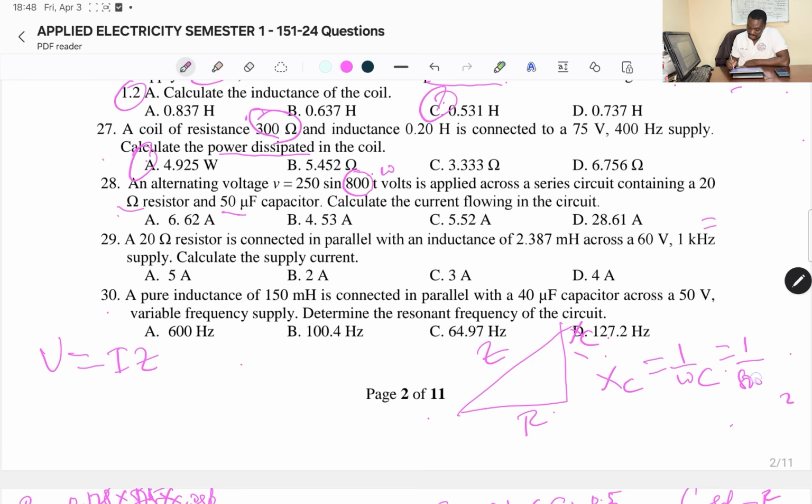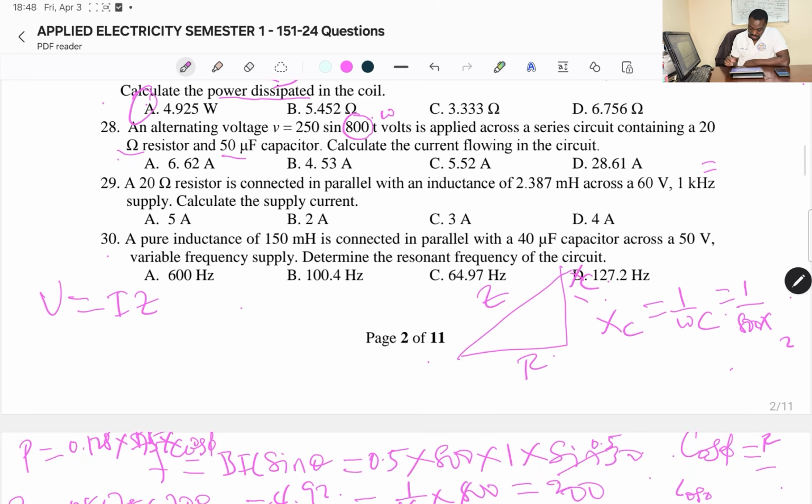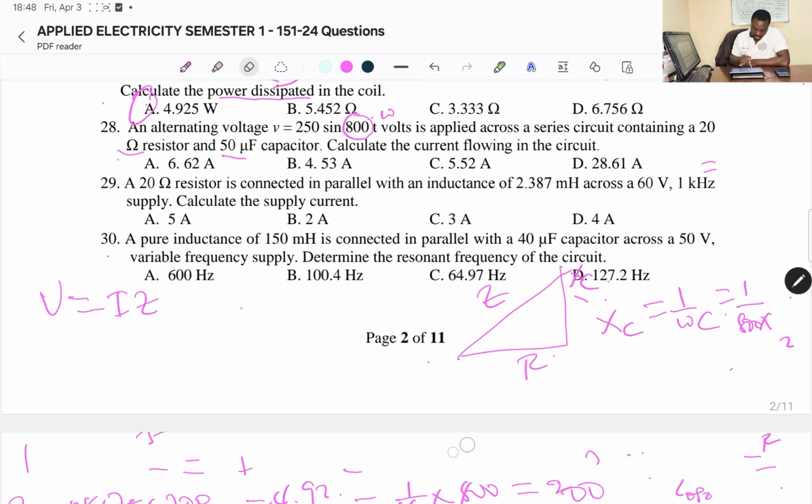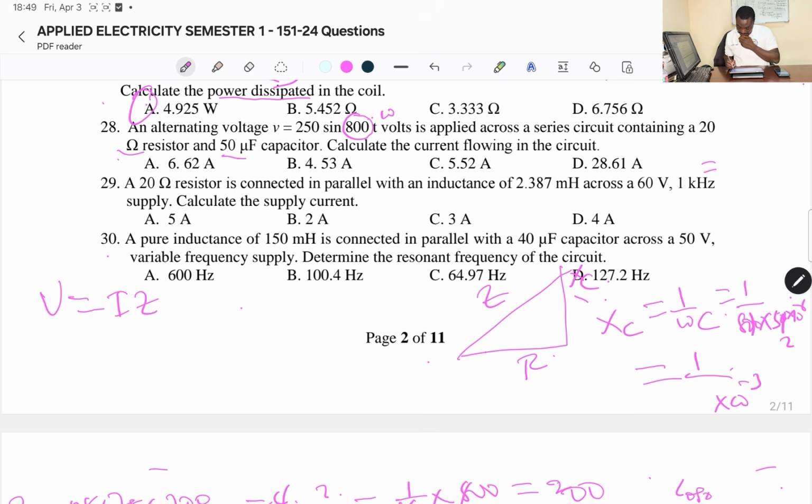So I'll just take 800 times the capacitor, which is 50 micro, so 50 times 10 to the minus 6. What do I get? The 3 of this will cancel with the 3, so I have 10 to the power minus 3 here. Then 8 times 5 is 40, so this will also cancel one of these, and we get 10 to the power minus 2.